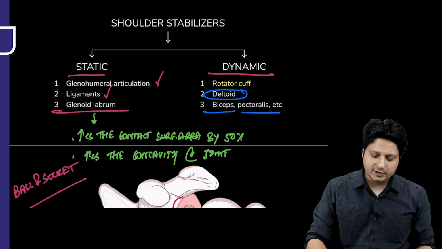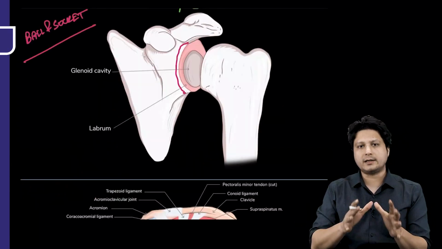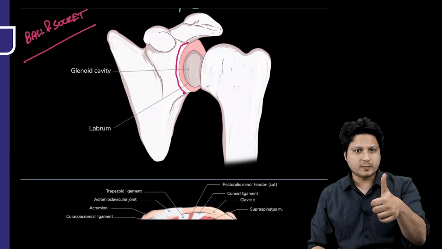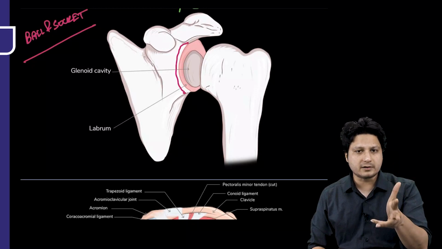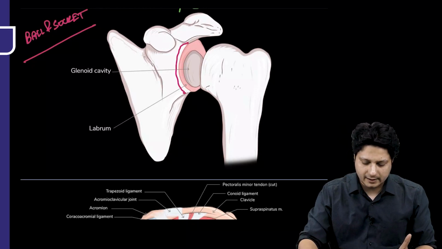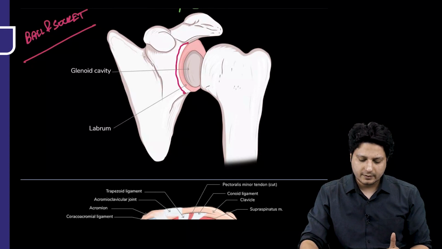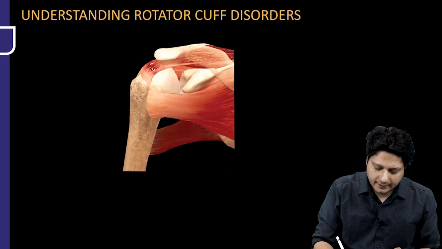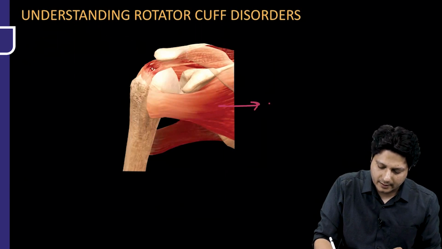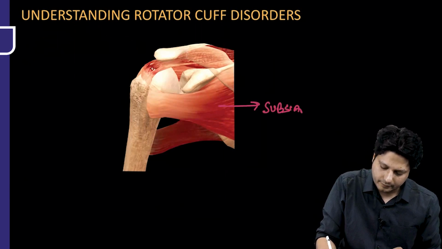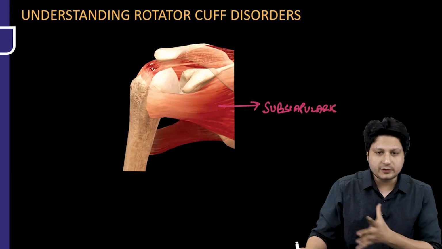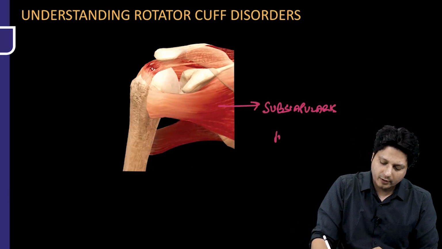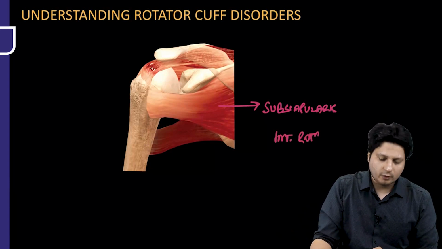From the anatomical standpoint, you already are aware that the rotator cuff is a common tendinous insertion of four tendons: supraspinatus, infraspinatus, teres minor, and subscapularis. Now, where exactly is the supraspinatus located? This is how the rotator cuff looks. If you look at this, anteriorly we have subscapularis. Because it is present anteriorly, it is responsible for internal rotation of the shoulder.